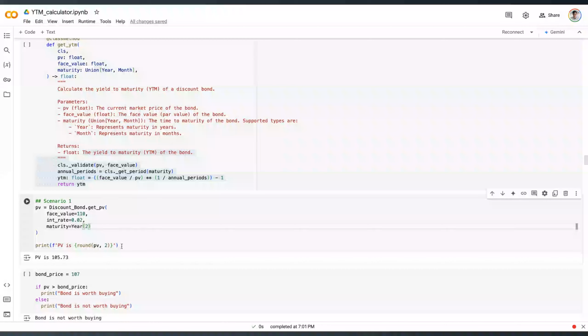So here's an example. We have a discount bond with a face value of $110. The interest rate is 2%, the annual interest rate, and the maturity is 2 years.